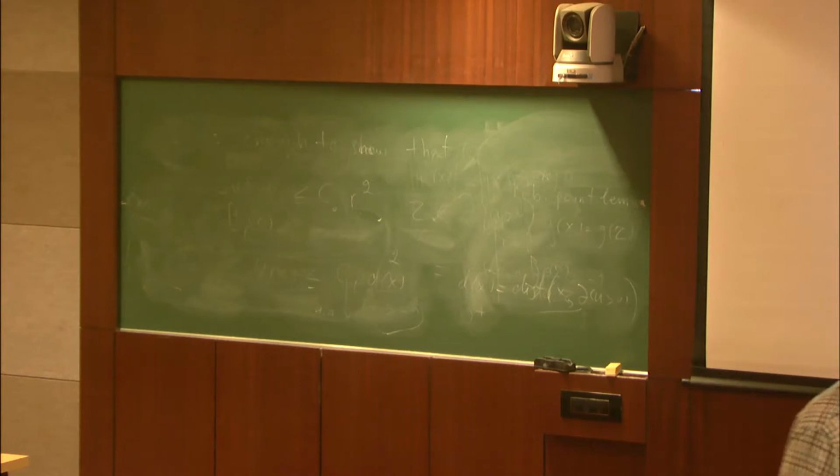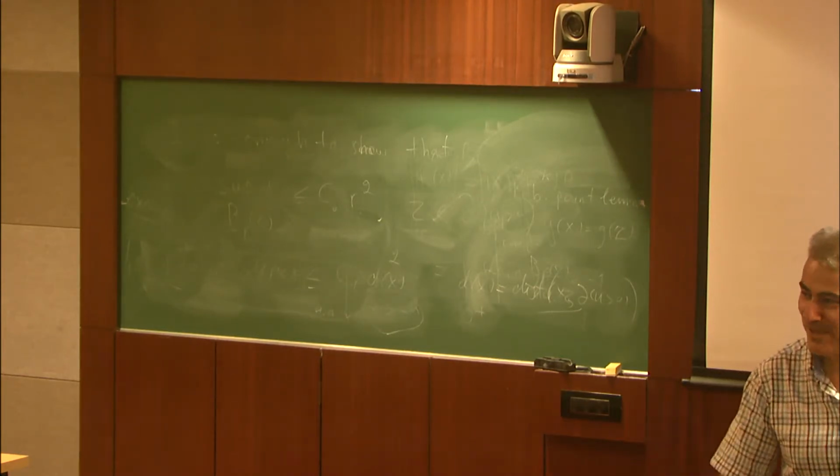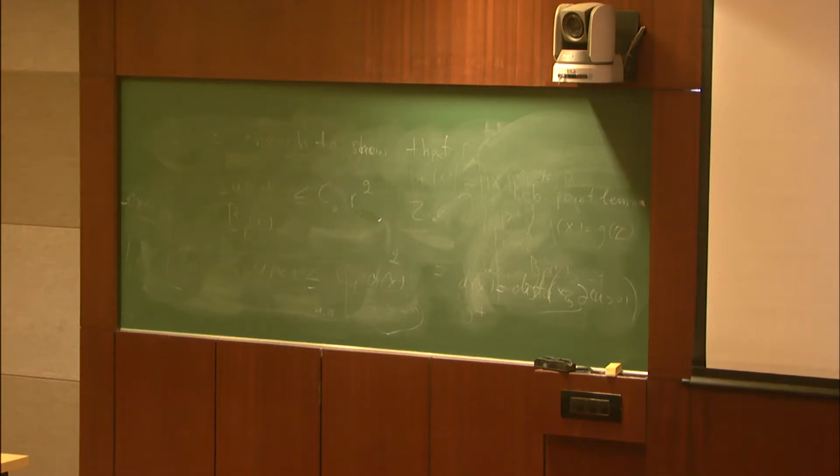How can I do that? If u is non-negative. So I'm already using non-negativity. You cannot do this proof if the function is not non-negative. So we're using that u is non-negative. That's the situation. Okay, now the question is, can I go further from here and do a device?